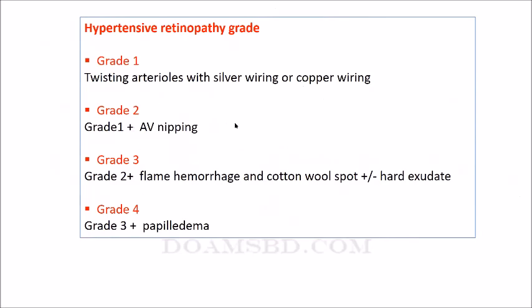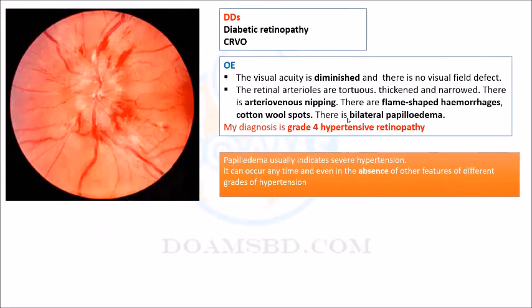This is the progressive nature. But there is interesting information I put in the previous slide. I am going back. In the lower part, papilledema usually indicates severe hypertension, but it can occur anytime, even in the absence of other features. Other features means different grades of hypertension. So the retina may look normal and still be a papilledematous hypertensive retina, but this appearance is less common.